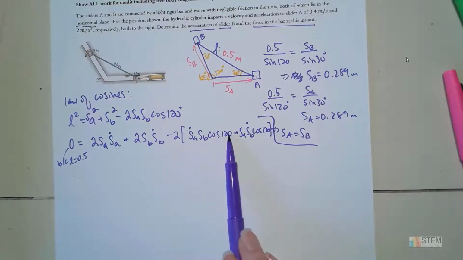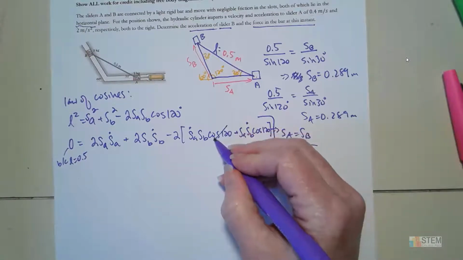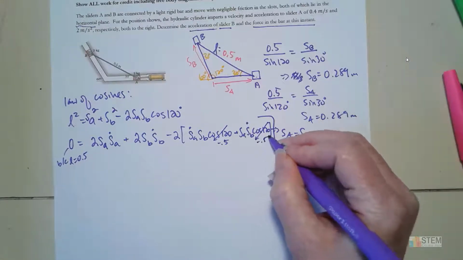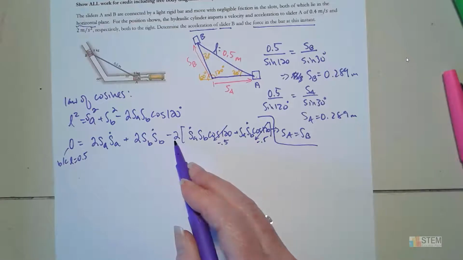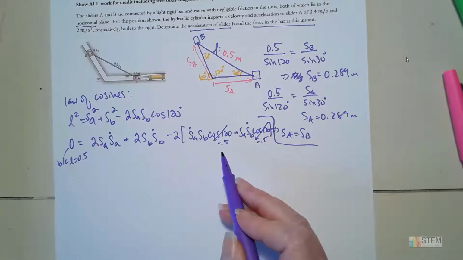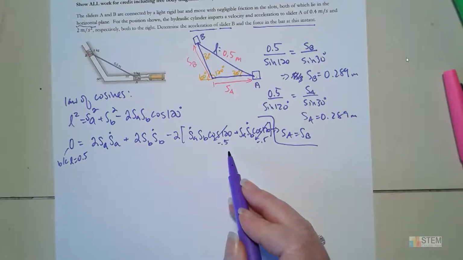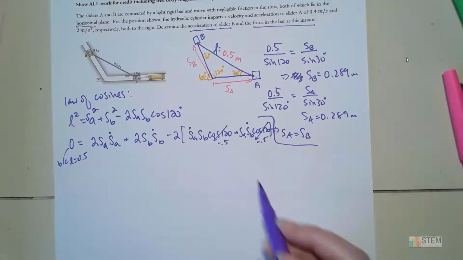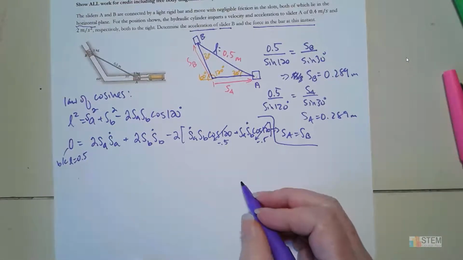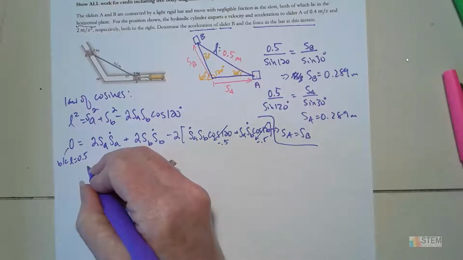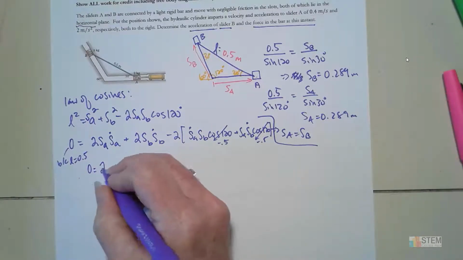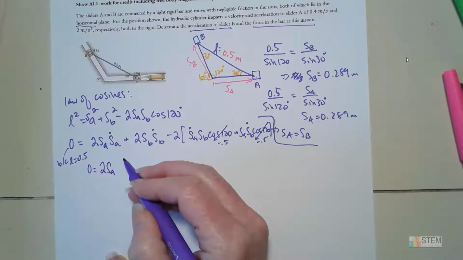Now, if you plug cosine of 120 into your calculator, you're going to get negative 0.5. Notice you have a negative 2 here. So those are going to cancel each other out, right? It ends up being a positive 1 when you do negative 1 times negative 0.5. So the cosine 120 and the 2 are going to go away. So let's simplify this and rewrite it as 0 equals 2 times SA.